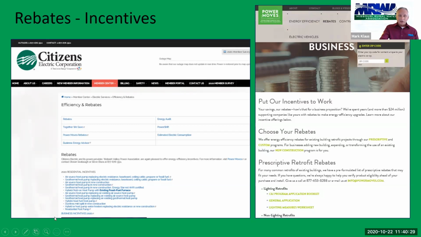But if you have to look a little harder, go down here to business incentives and click on that, and it'll take you over to their Power Moves page. You put your zip code in here, and it will tell you what's going on. They have rebates, retrofit rebates, lighting retrofits, non-lighting, heads up, variable frequency drives, ballpark. If you were to go with something like that, there's significant lighting.